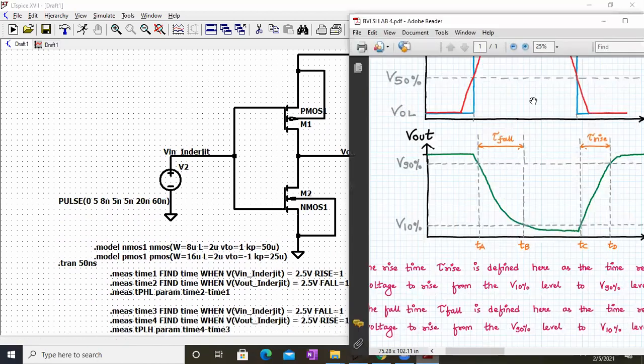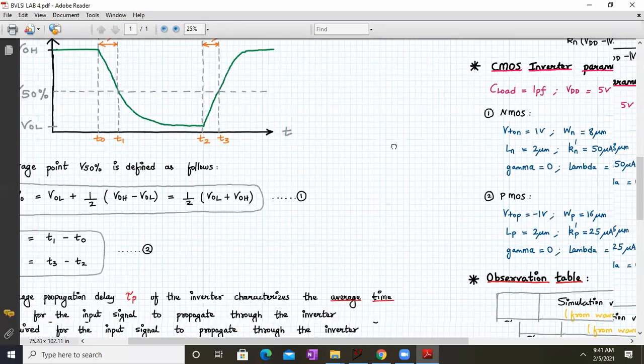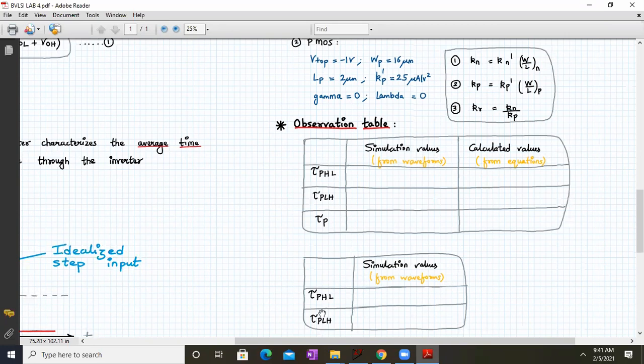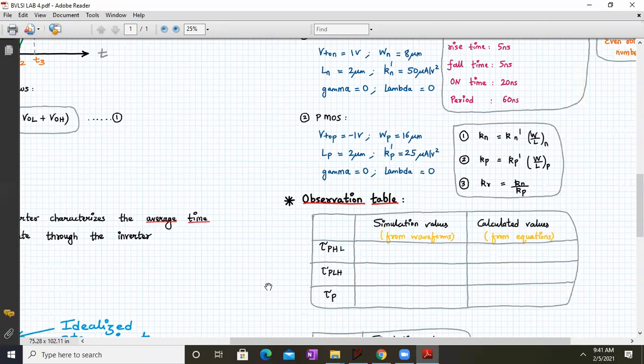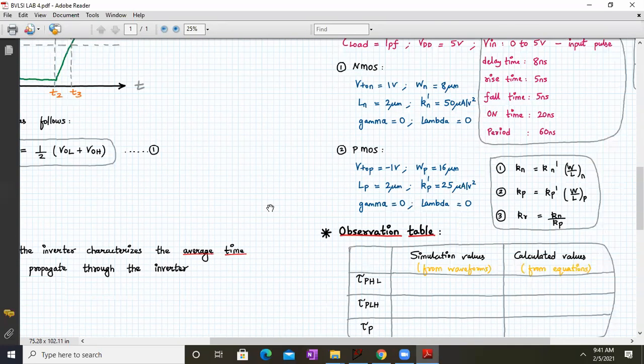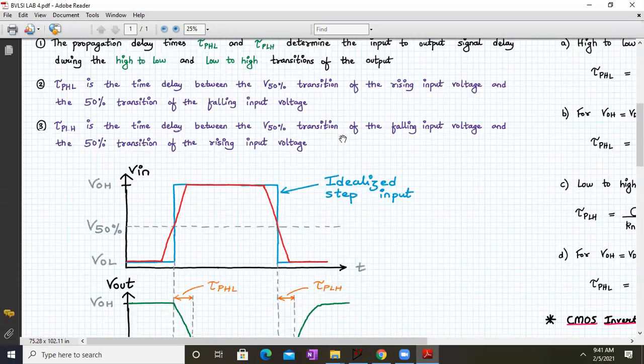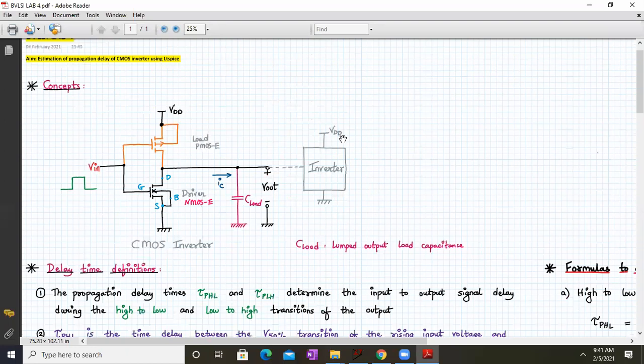Okay, so use the formulas over here and calculate the propagation delay low to high and high to low, and match them with the simulated value. And in the next table you calculate the fall time and the rise time. For fall time and rise time, the theoretical calculations are not required. So that's how you complete your propagation delay of a CMOS inverter experiment.